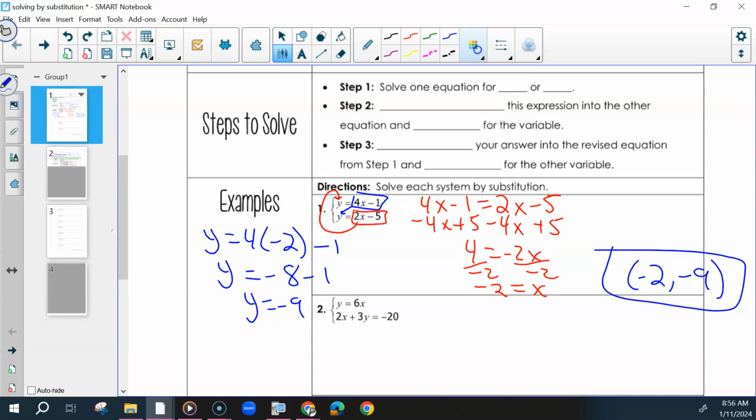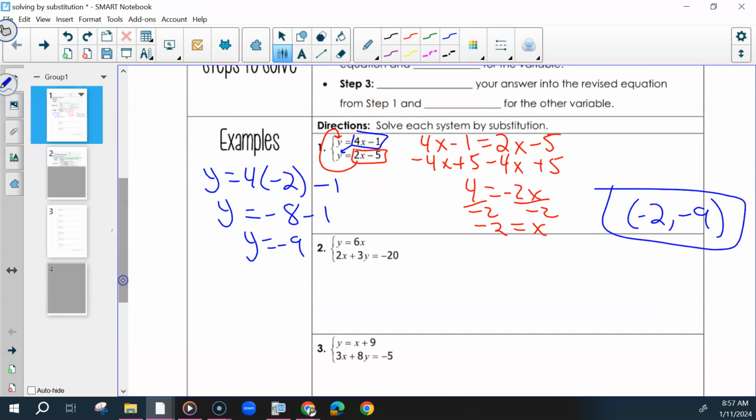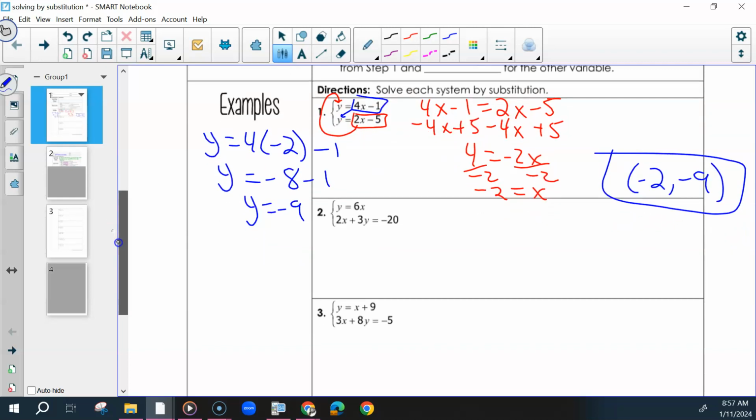Now these other ones are not set up like this. Not both of them are solved for the same variable. One is solved for a variable and the other one is not. If you want, you could solve the other one so that it's also y equals and do this same process for all of them. But you may be creating more steps than what's necessary. But it would work.